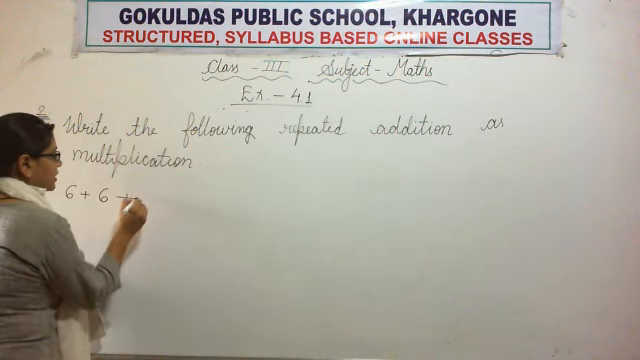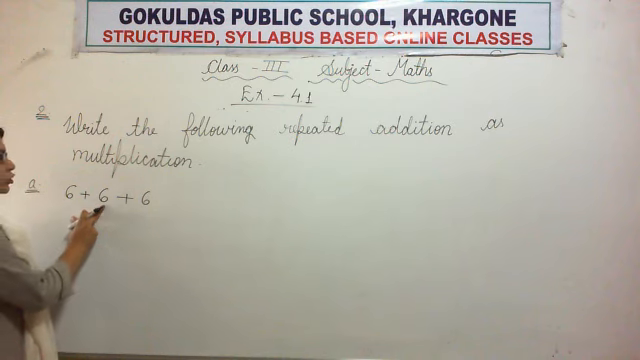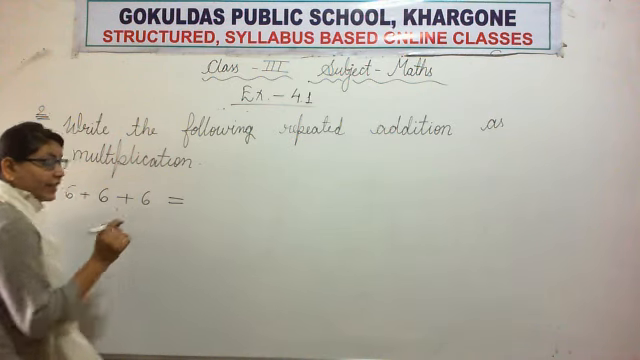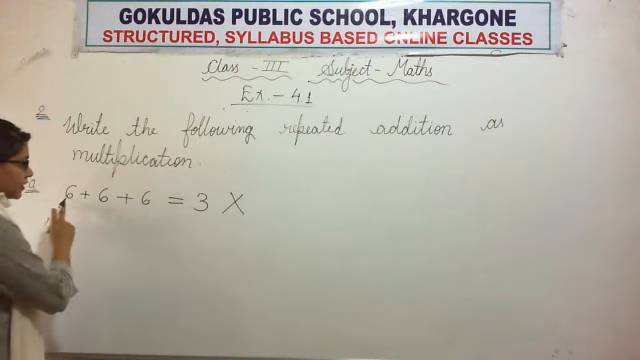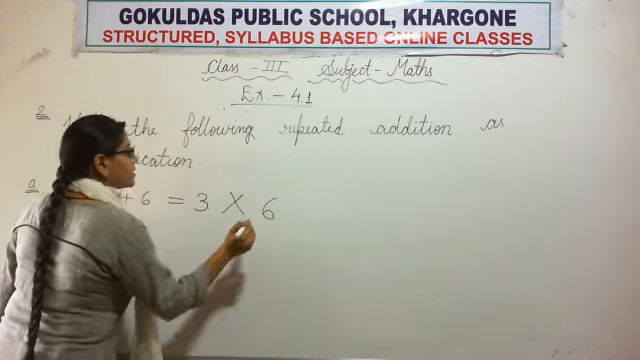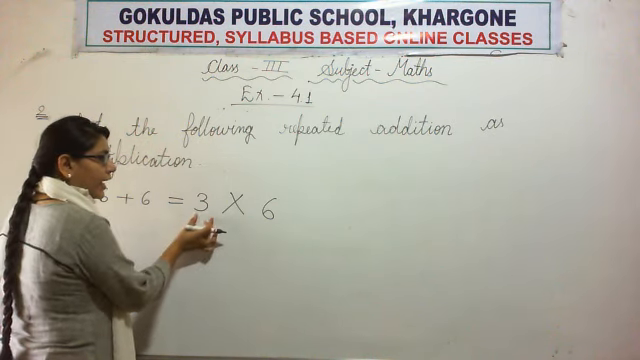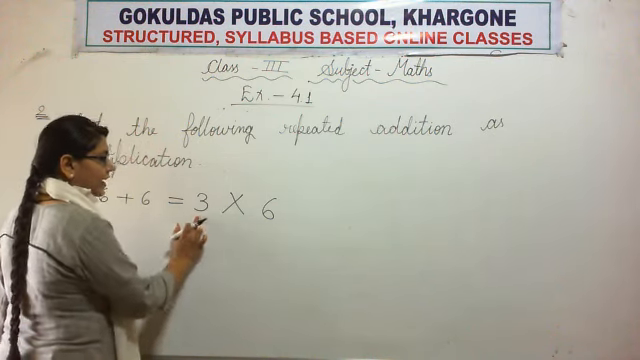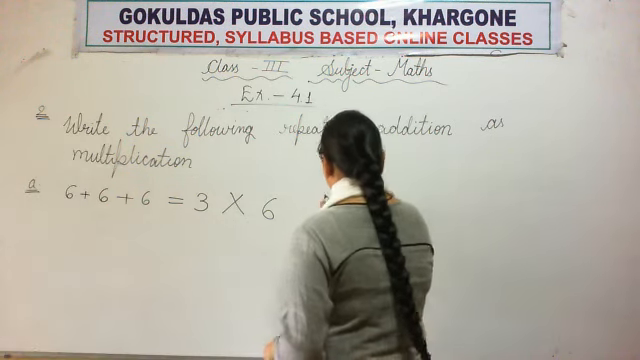Plus 6 plus 6. So, how many times? 1, 2, 3. 3 times. 3 times what? 3 times number 6. So, 6 plus 6 plus 6 is equal to 3 into 6. 3 times 6. Now, part B.